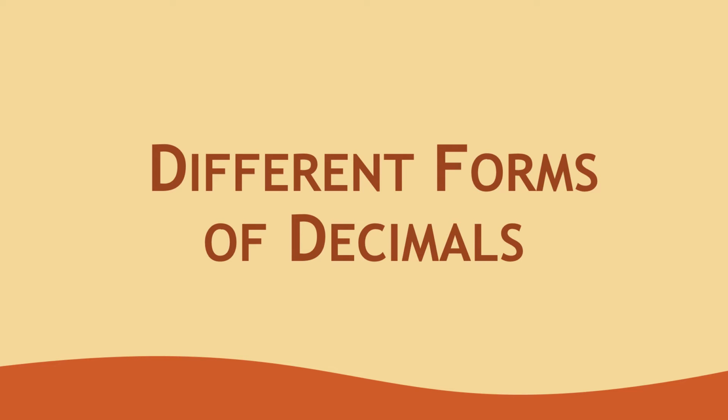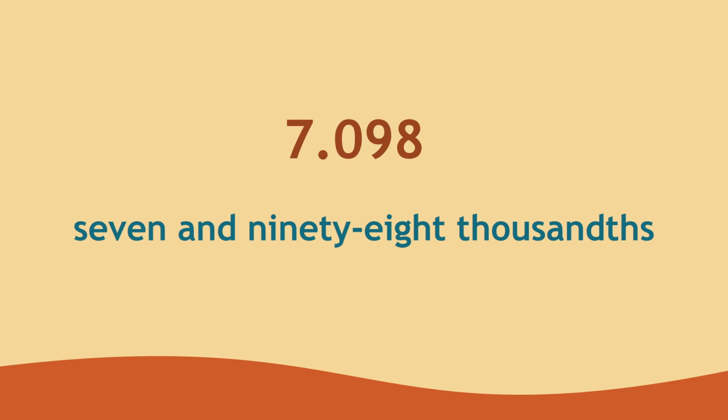So just like we can write whole numbers in different forms, we can write decimals in different forms as well. So we're going to go through the different forms that you can write decimal numbers in. The first is word form.